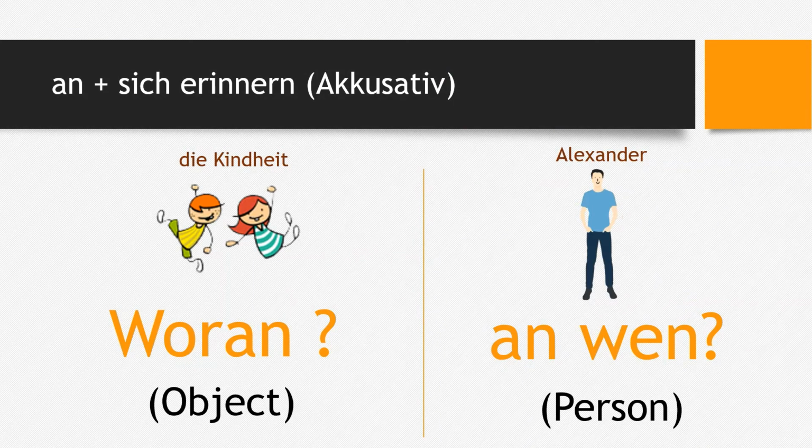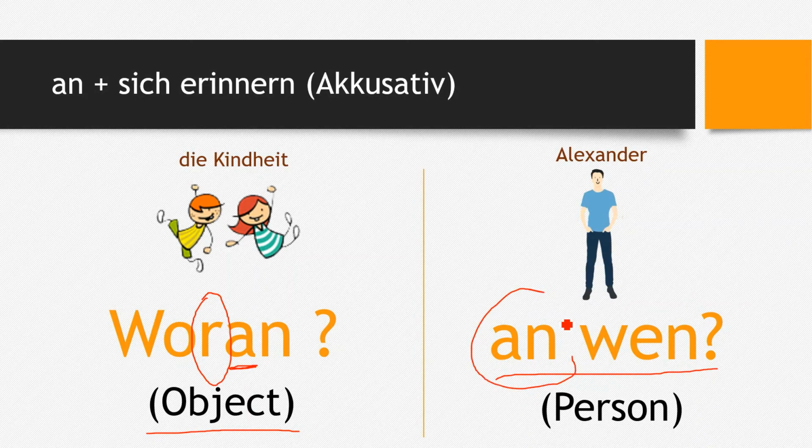Okay, so here the question will be Woran, because an is the preposition. Again, the first letter is A, which is a vowel, that's why we have included an R in between, Woran. Now we will be talking about an object with this question Woran, and if you are talking about a person, then the question will be an wen. So here an will come in front: preposition plus the accusative question, wen. Now here we will talk about a person.